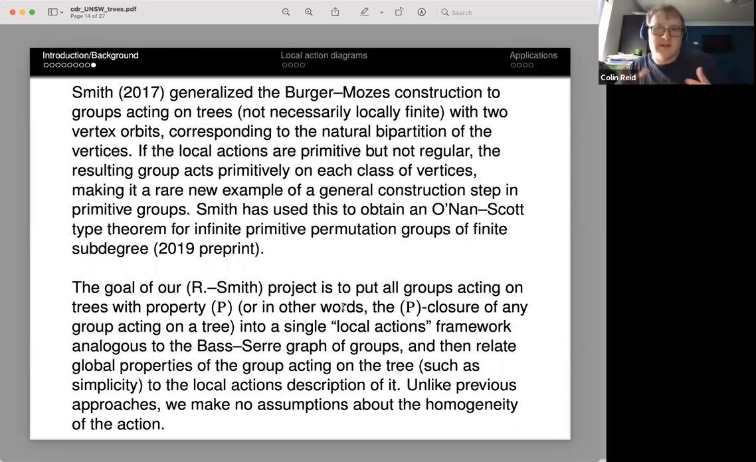But obviously it's not the same, in the sense that it produces very different groups, and they're often simple, for instance.